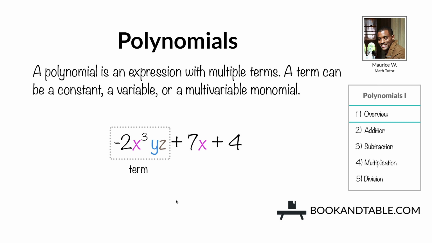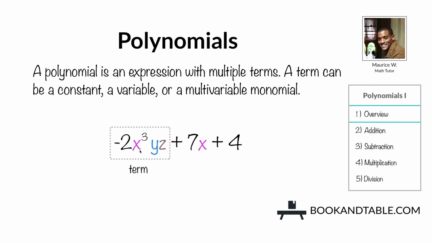So let's kick things off by reviewing what a polynomial is. A polynomial is an expression with multiple terms. A term can be a constant, a variable, or a multivariable monomial. So this polynomial in front of us has three different terms that are examples of each of these.